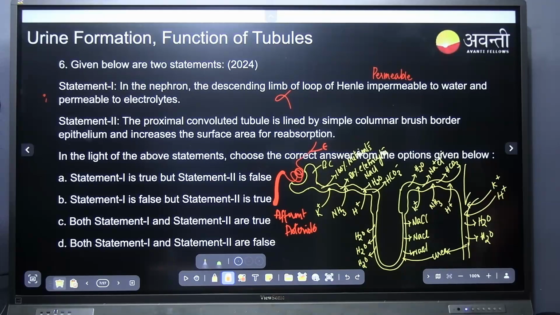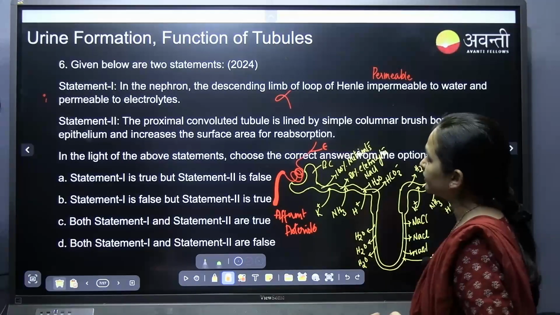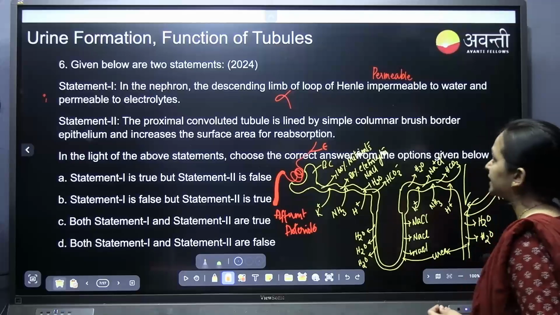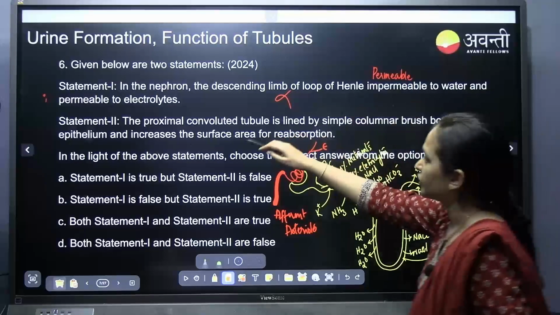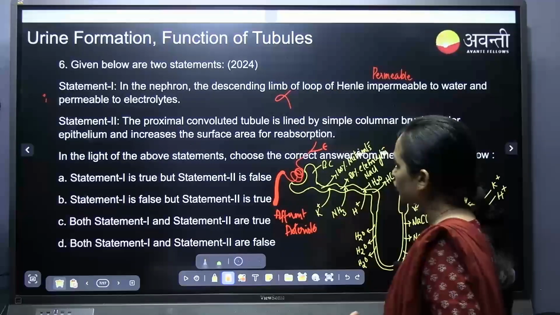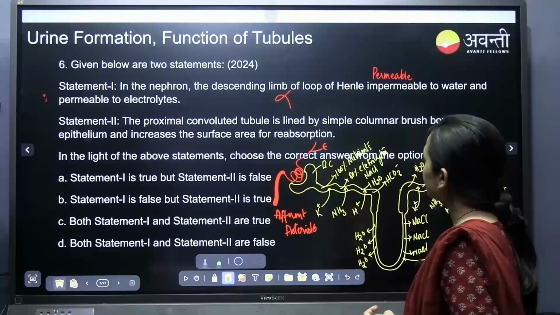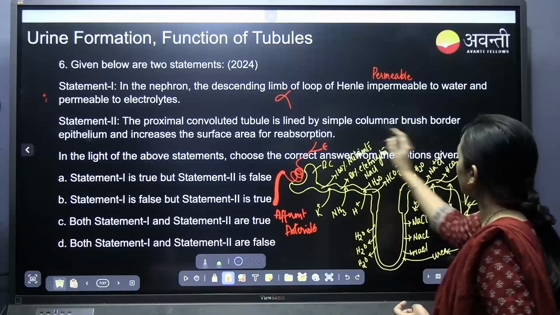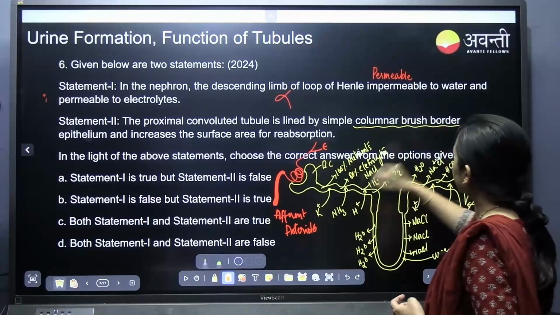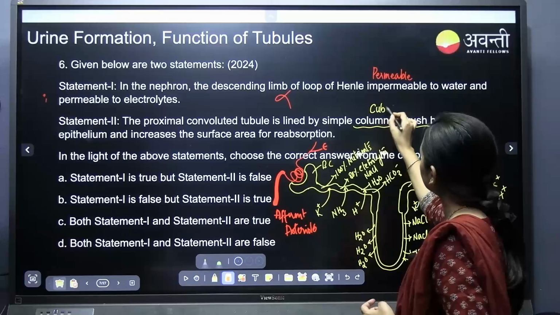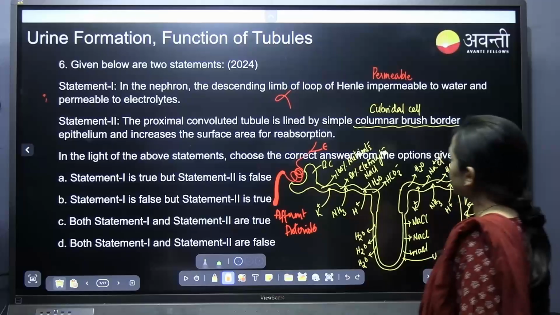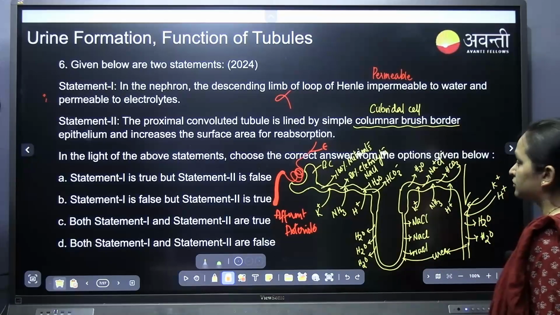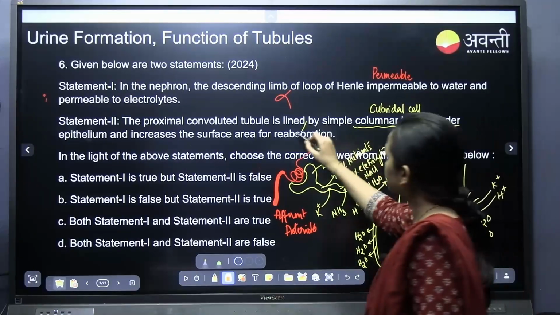So these things will be happening in the nephron. Understood? Now read the question again. In the nephron, the descending loop of Henle is impermeable. No, it is actually permeable to water and impermeable to electrolytes, which means this statement is wrong. The proximal convoluted tubule is lined by simple columnar brush border. Is it columnar? No, it is cuboidal epithelial cells. So this statement is also wrong.